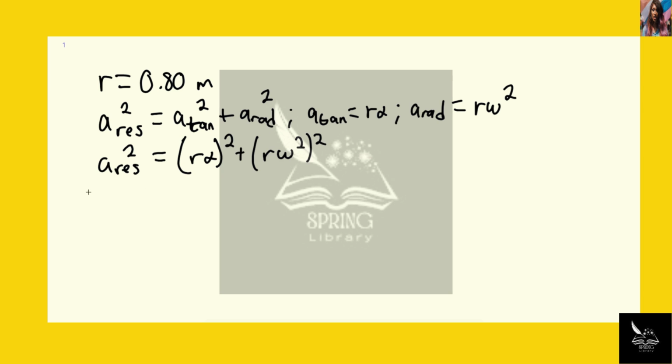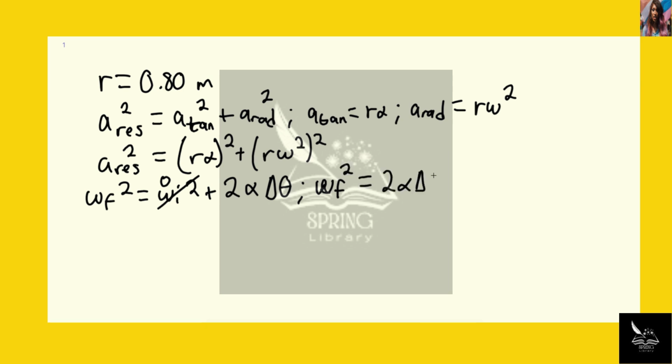We can find that omega final squared equals omega initial squared. The initial angular velocity is 0, so we can eliminate that term, and we can do plus 2 alpha delta theta. So we know now that the final angular velocity squared equals 2 alpha delta theta.